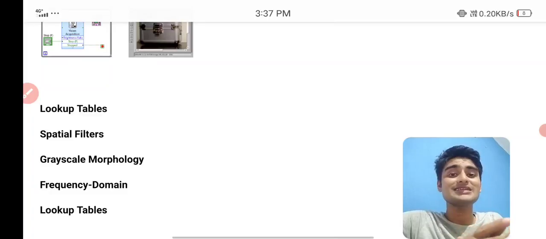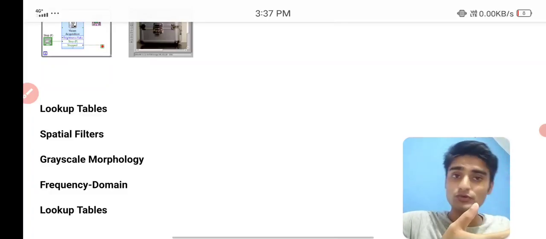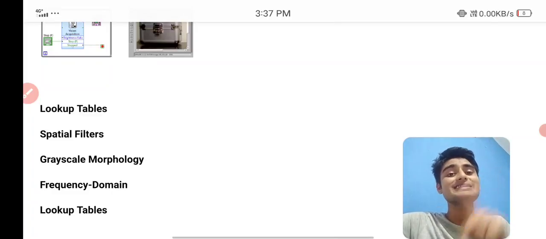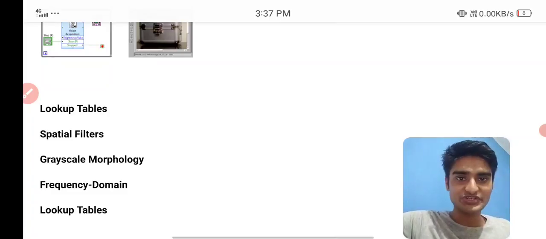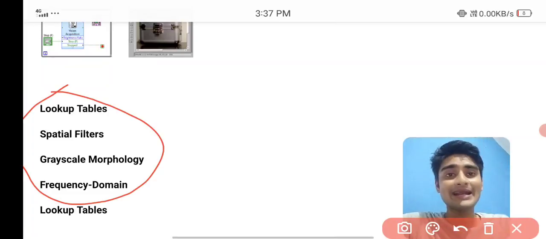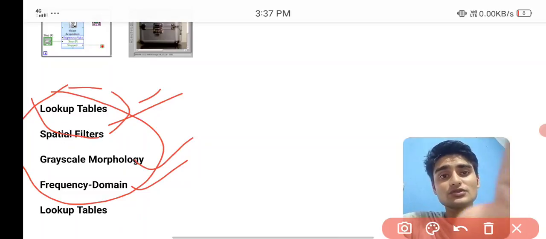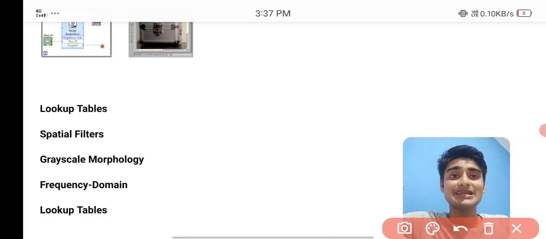So processing means, once an image has been fetched, we have to process it, monitor it, and control it. Keep that in mind. Processing means you are analyzing the things which have been displayed or fetched. Whenever we are analyzing, these four concepts are very important: spatial filters, grayscale morphology, frequency domain, and lookup table. These concepts are given prior importance in analyzing things in LabVIEW.